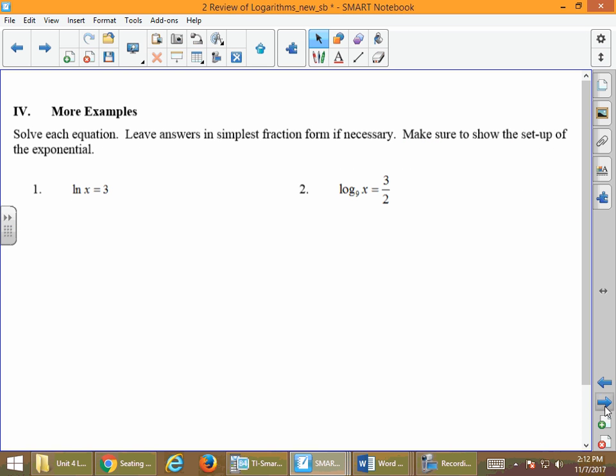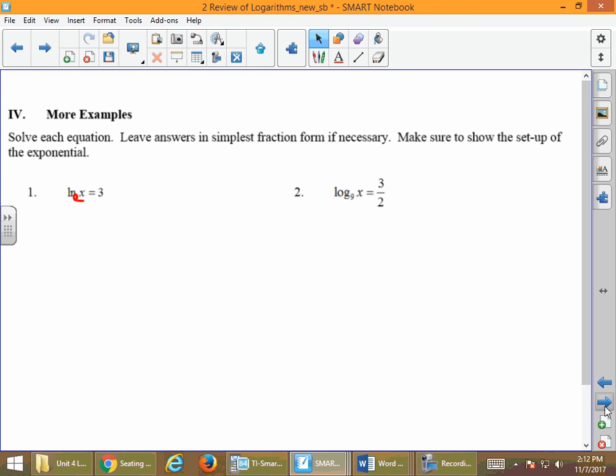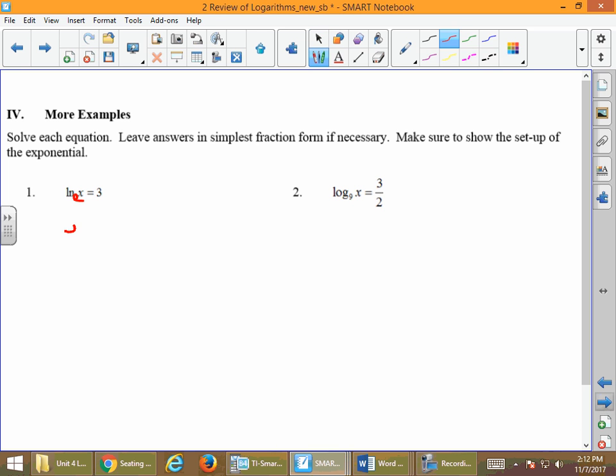So when we look at problem number 1, I wish that I would have put it a little bit farther here in our examples. But natural log of x equals 3. We just saw one like this. And the key part here is knowing that the base is e. So that's log base e of x equals 3. You don't necessarily have to write it, but if we want to solve this, we're going to write e to the 3 equals x.